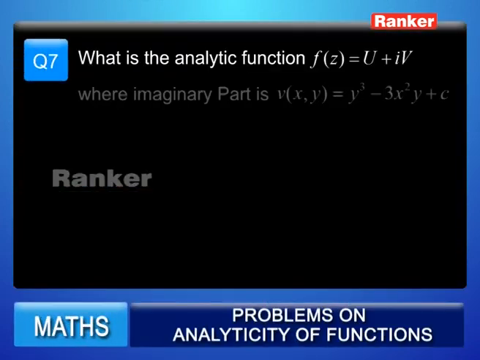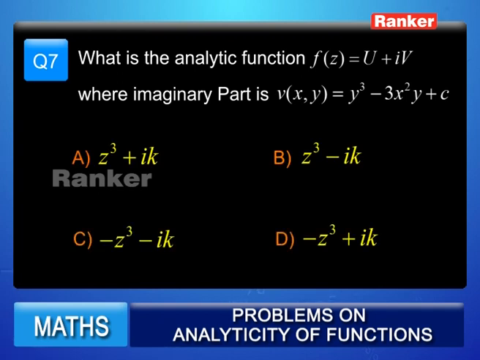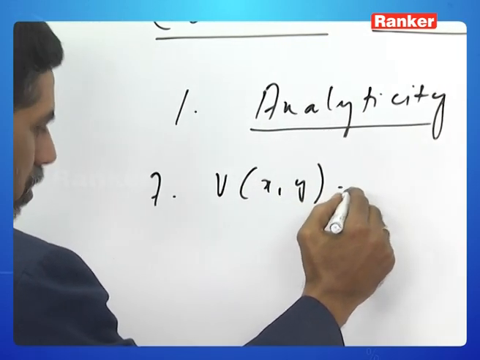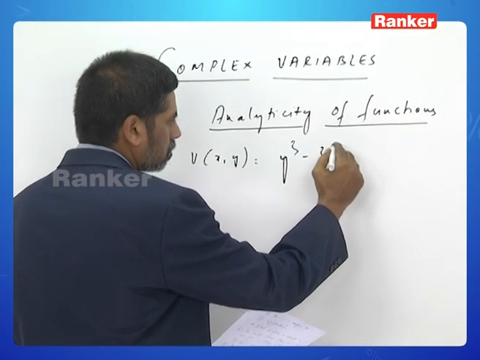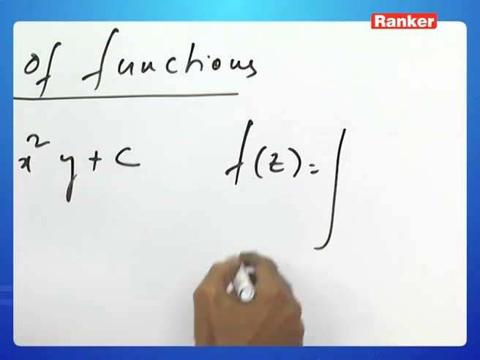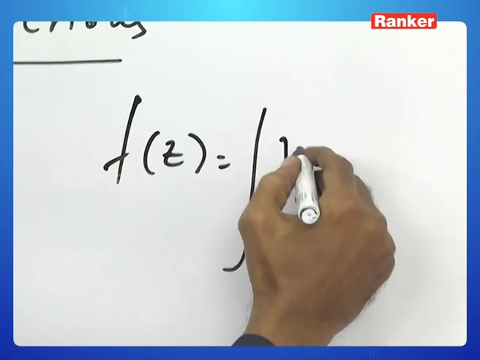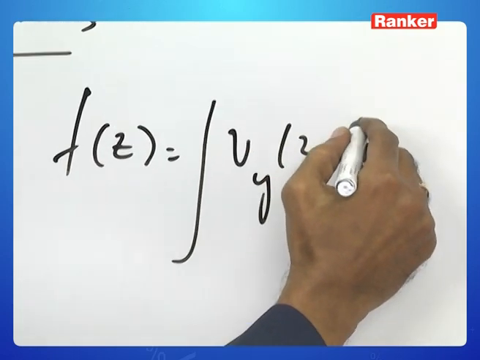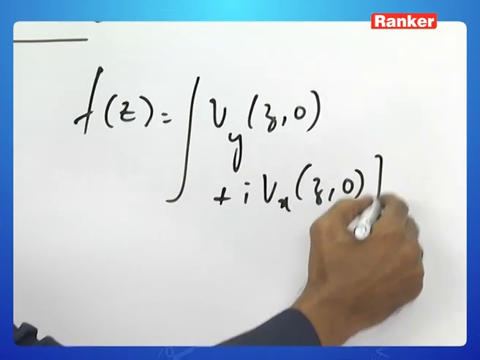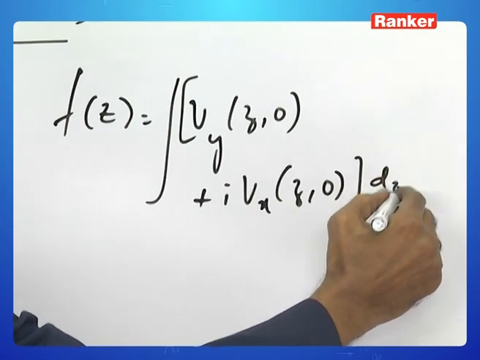Question number 7. What is the analytic function f of z is equal to u plus iv, where the imaginary part v of xy is equal to y cube minus 3x square y plus c? So we apply the Milne-Thomson formula. f of z is equal to integral vy at z comma 0 plus i into vx at z comma 0 dz plus constant.